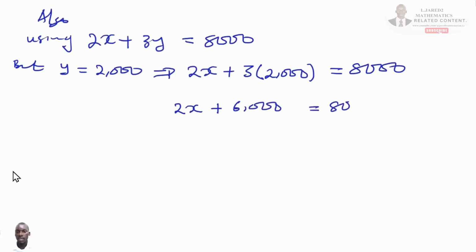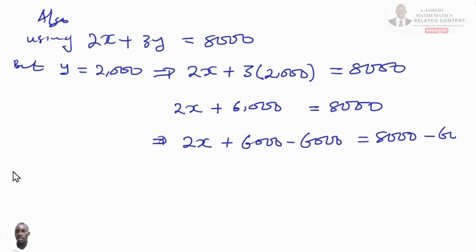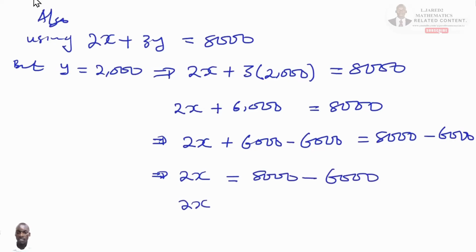equaling to the 8,000. By collecting like terms, it implies that we have the 2x plus the 6,000 minus the 6,000 equaling to the 8,000 minus the 6,000. The next step, we are having the 2x. This and this, they cancel out, implying that we are going to remain with our 8,000, take away the 6,000. So we have the 2x being equal to the 2,000.